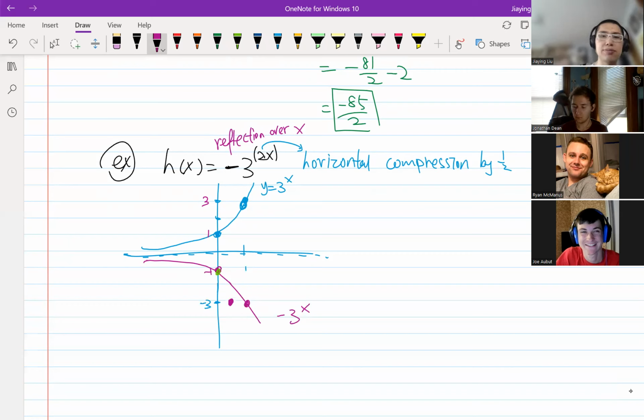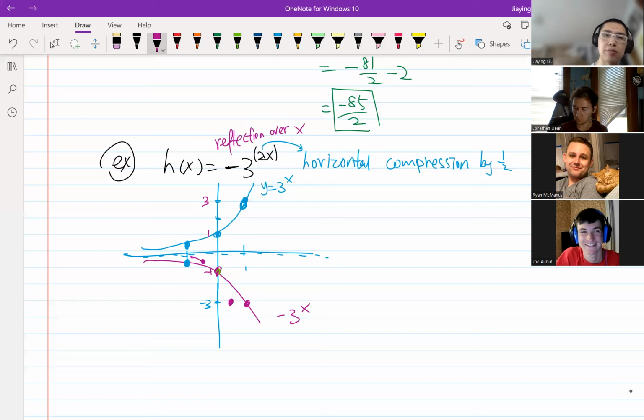Let's just say, suppose on the left we have another point, (-1, 1/3). When we reflect it, that becomes (-1, -1/3). When I compress that by half, that's going to be (-1/2, -1/3). So now we have these 3 new points, with the point on the y-axis staying the same.